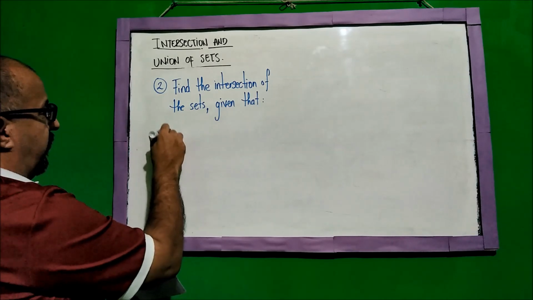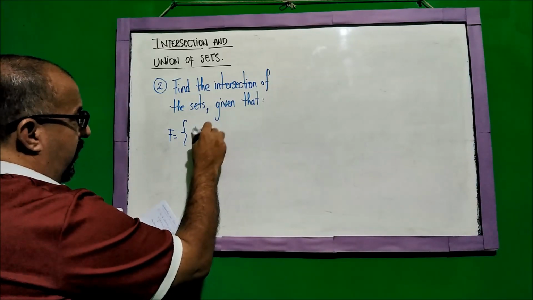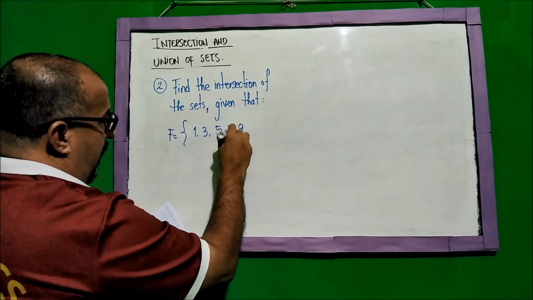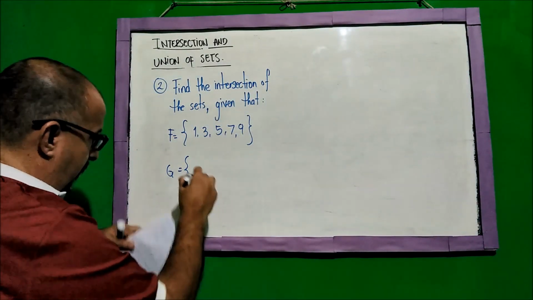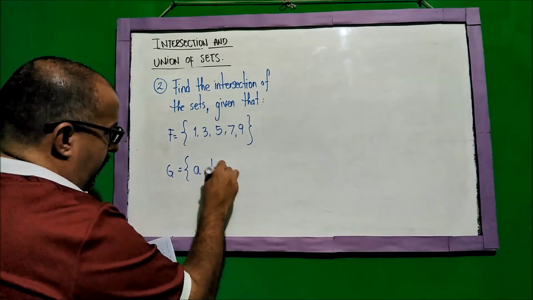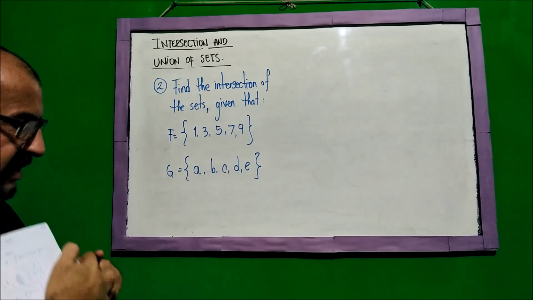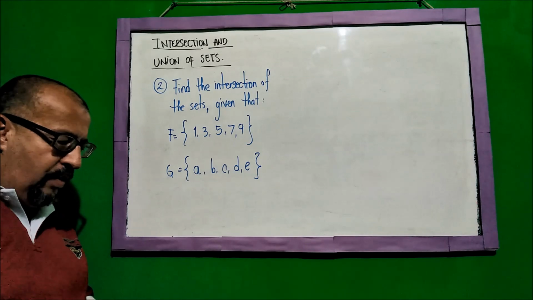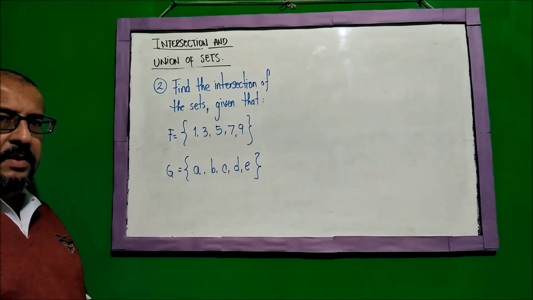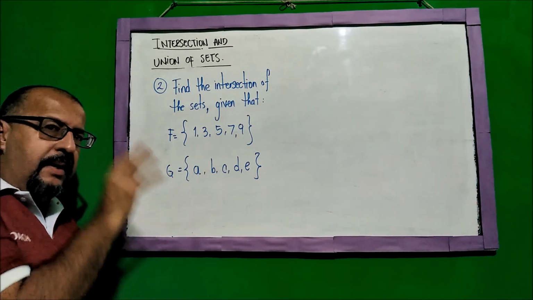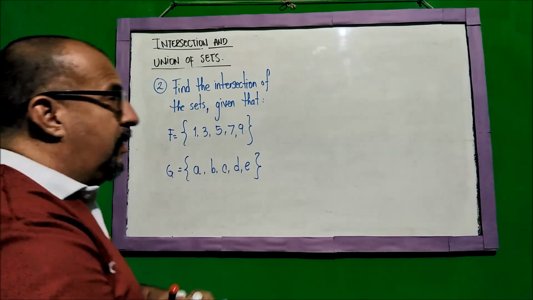set F is 1, 3, 5, 7, and 9, and set G is equal to A, B, C, D, and E. Now, what is the characteristic that you see in these two sets that we have in here? Basically, there is absolutely nothing in common between them. So, as you can see in here directly, you can already deduce what type of answers we're going to have in here, but let's make it with the graph of the Venn diagram.